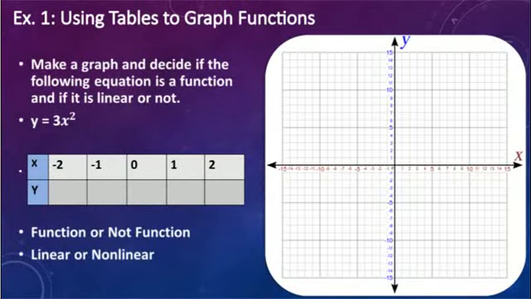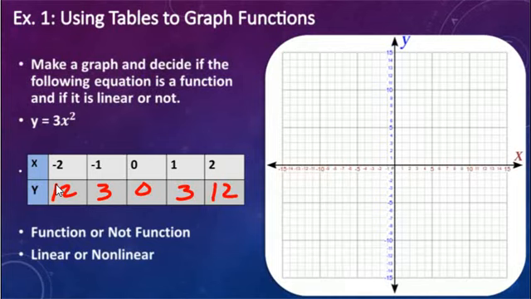So if I chose my points here and put them in there, negative 2 squared is 4, 4 times 3 is 12. Negative 1 squared is 1 times 3 is 3. 0 squared is 0 times 3 is 0. 1 squared is 1 times 3 is 3. 2 squared is 4 times 3 is 12. So I can plot my points here.